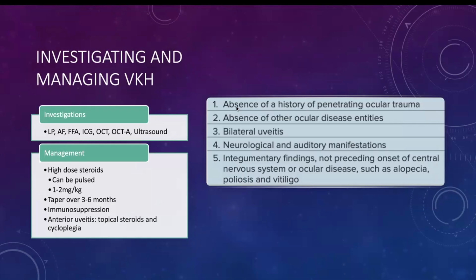If they have 1 through to 3, and then they have either 4 or 5, they have what we call a partial VKH. And if they only have the first three, you might want to just make sure that you're not looking at any other diseases. But for VKH to be VKH, these are the five diagnostic criteria that you need: no history of penetrating ocular trauma, no other ocular diseases, a bilateral uveitis, the neurological manifestations, and also the skin findings.